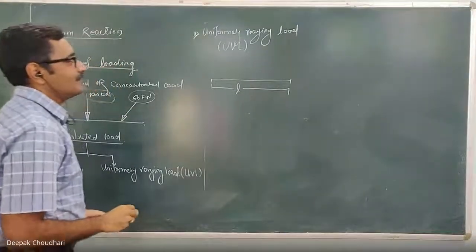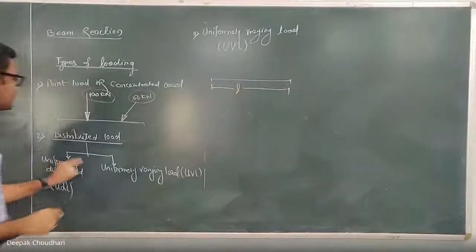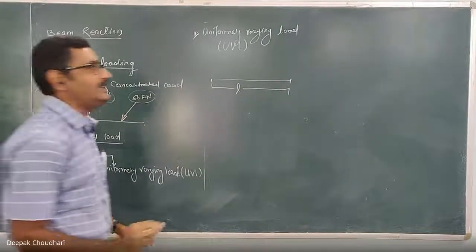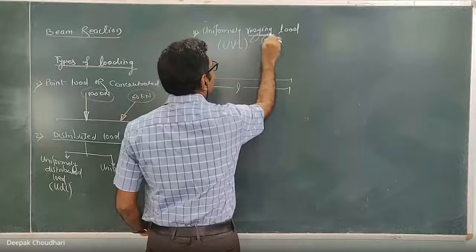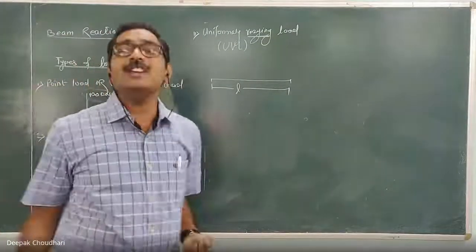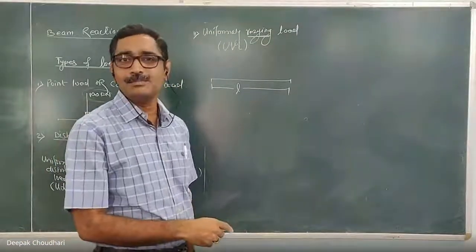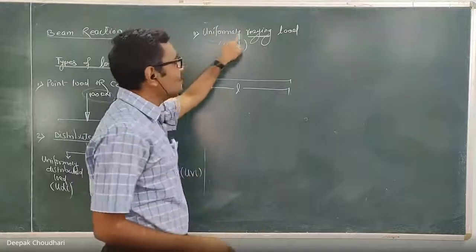लेकिन ये distribution कैसा है? ये distribution uniform नहीं है. ये distribution varying है. वो distribution vary हो रहा है. लेकिन वो variation कैसा है? वो variation uniform है. Variation is uniform. That's why it is known as a uniformly varying load.